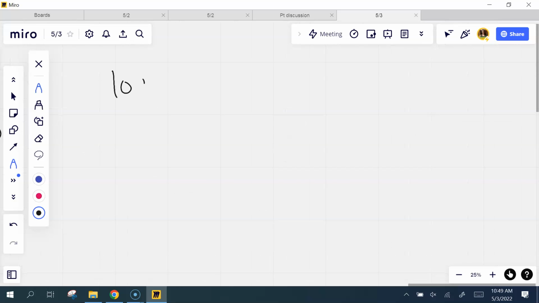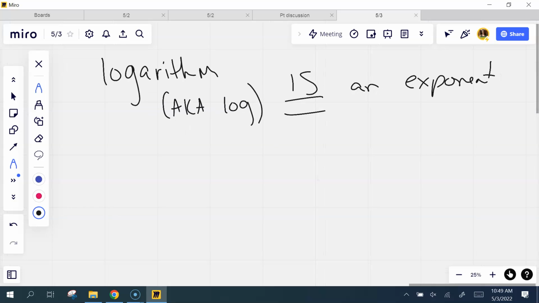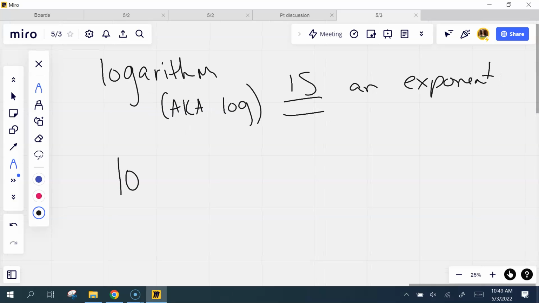A log, and this is on your paper, AKA a log, is an exponent. So you have to remember that logs are exponents, and that'll help you as you start changing forms. So a logarithmic form looks like this.